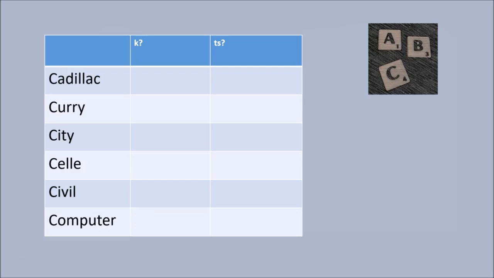Ready for the answer? The first word is Cadillac. Curry. City. Zelle. Zivil. Computer.